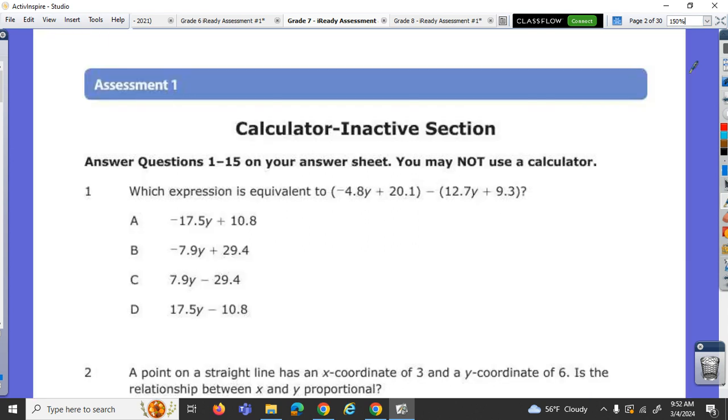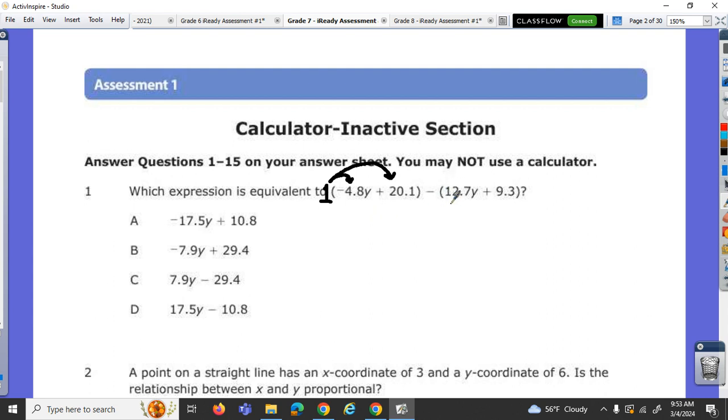For question number 1, it says which expression is equivalent to, and we have this as calculator inactive. So we have to make sure that we are not using a calculator and are using our integer skills. First, notice that for this part of the expression, we have an invisible 1 in front, which means if we use our distributive property, it wouldn't change the value of that part of the expression.